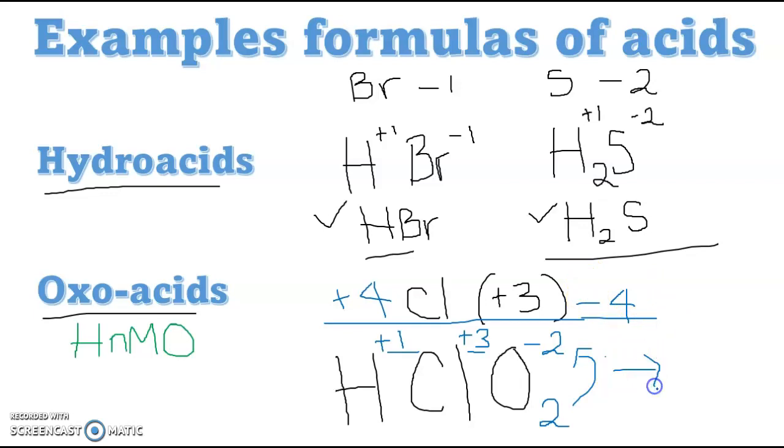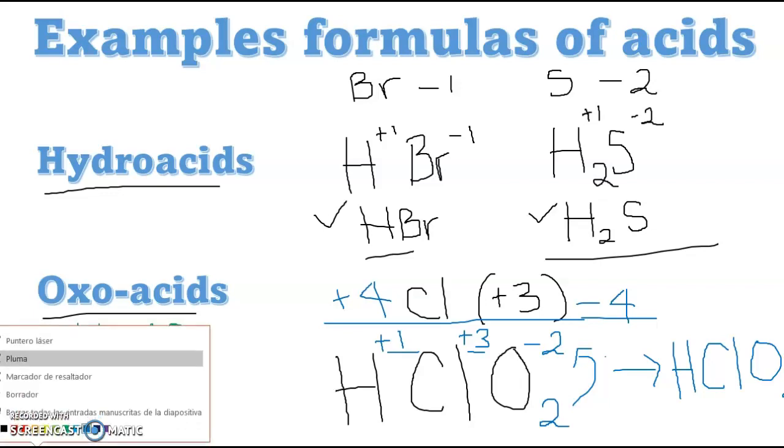So my final formula, remember that final formulas don't include oxidation states, that's only the process. My final formula is going to be this one: hydrogen, chlorine, and oxygen with a subscript of 2. That's what we need to do. Okay, so that's it about this part.